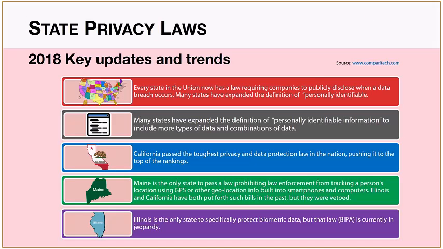Now, within this last year, there are certain things that have come true from Comparitech that are important for everybody to know. Every state in the union now has a law requiring companies to disclose when a data breach occurs. That data breach could be in their CRM systems, or it could be, for heaven forbid, if our platform is hacked. And many states have expanded the definition of what is considered personally identifiable, including more types of data and combinations of data, so that personally identifiable information covers the small bits of data that all come together and make up a persona that is you.